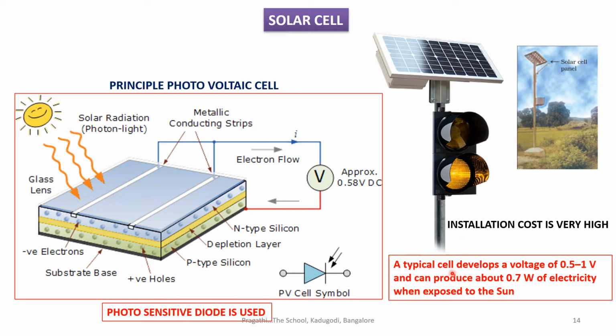A typical cell develops a voltage of 0.5 to 1 volt and can produce about 0.7 watt of electricity when exposed to the sun. What is the power we are going to get? 0.7 watts. Capital W means watts. What is the voltage, the potential difference? 0.5 to 1 volts. But here also the installation cost is very high.